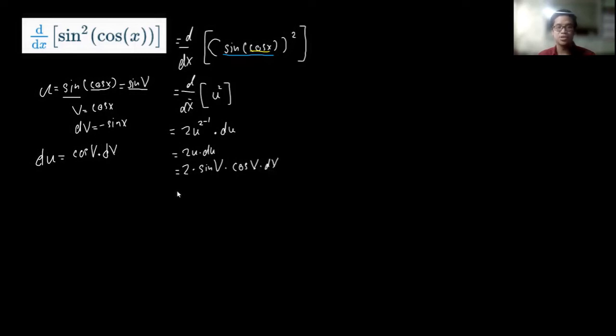And now let's substitute. So this is 2 times sine of your v, which is cosine of x, times cosine. Then you have your v. So what's your v again? It's still cosine x. Then times your dv, which is negative sine x. That's it.